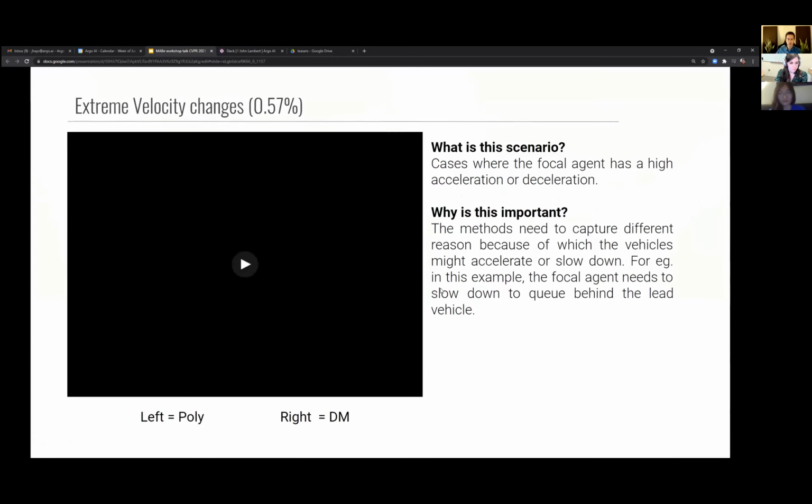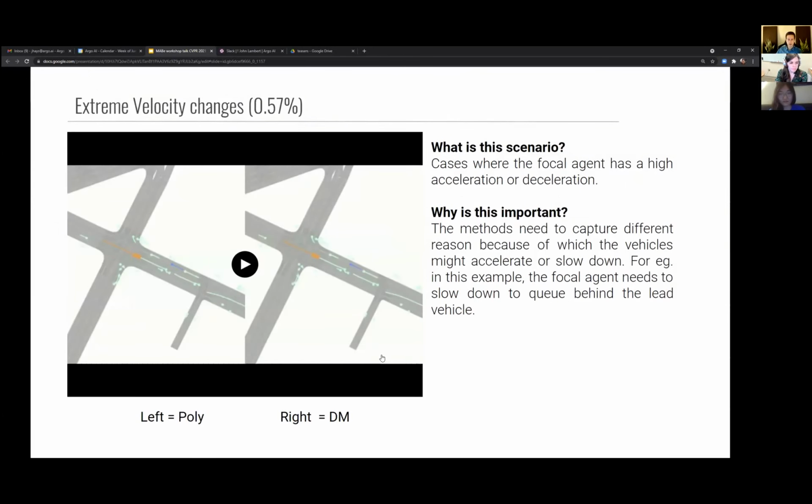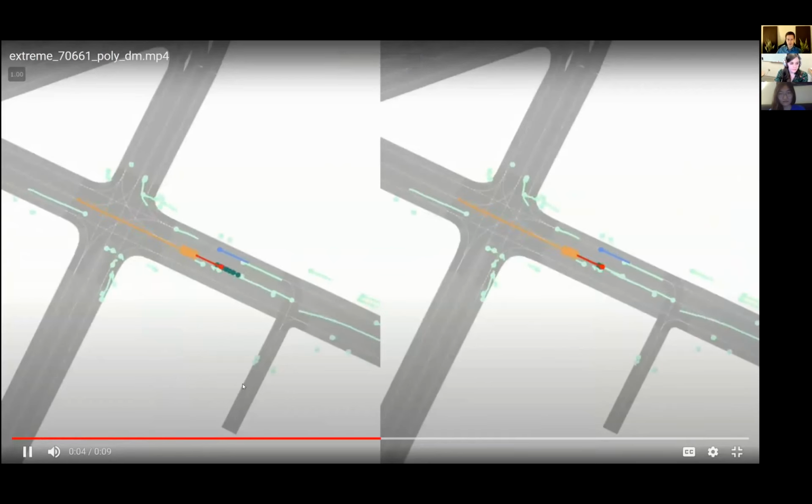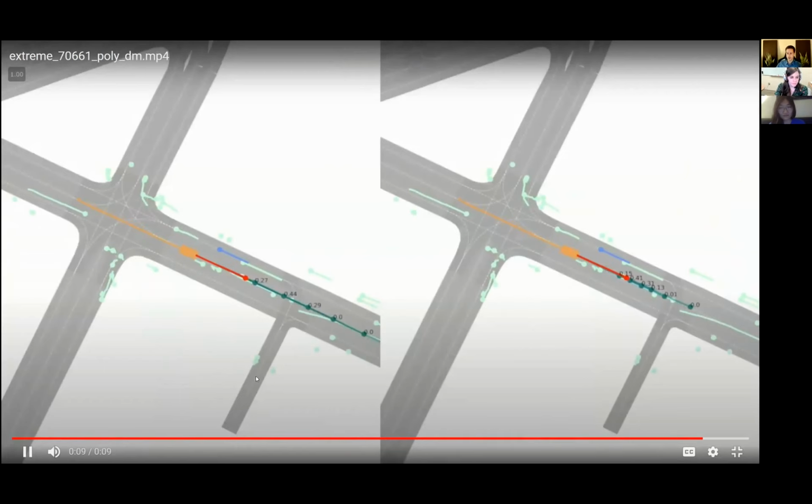All right, another scenario where they have even more difficulty is when there's extreme velocity changes. So let me play this. I'll play it a couple of times. So we see the agent, you can tell by the length of that trail behind it that it was moving at a pretty high velocity. And then the ground truth in red, that's 3 seconds, the observed time is 2 seconds.